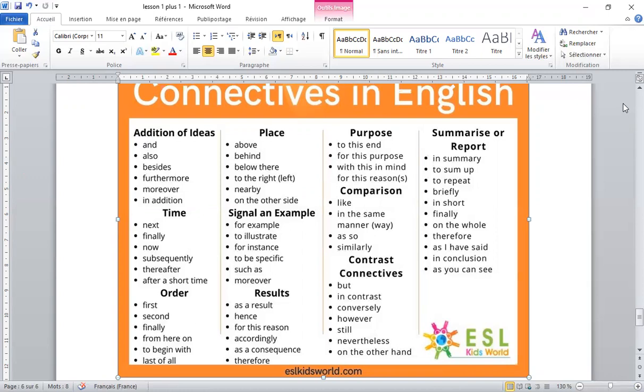Connectives in English. Yes, additions of ideas. Connectives like this. The verb is to connect, it means to join, to link. Addition of ideas: and, also, besides, furthermore, moreover, in addition. Place: above, behind, below, there, to the right, left, nearby.